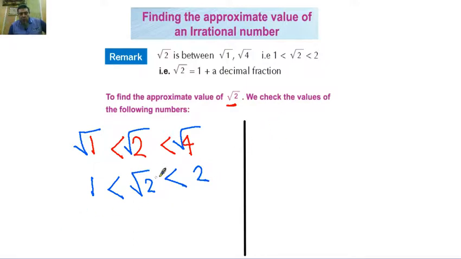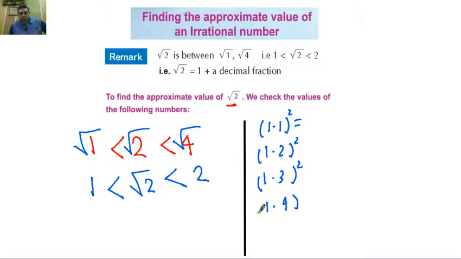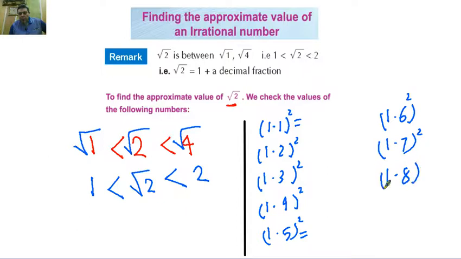Next, we do the following steps. 1.1 to the power 2, 1.2 to the power 2, 1.3 to the power 2, 1.4 to the power 2, 1.5 to the power 2, 1.6 to the power 2, 1.7 to the power 2, 1.8 to the power 2, 1.9 to the power 2.